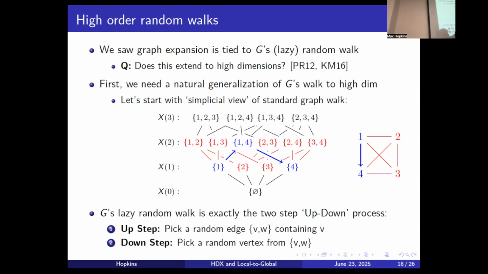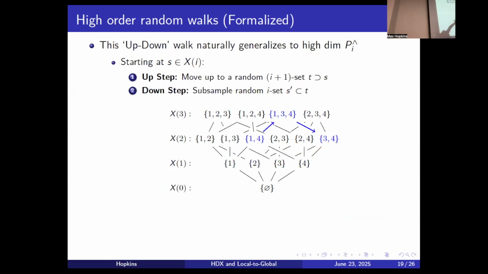Okay, hopefully this suggests a fairly natural generalization to other dimensions. Right? There's no reason that I'm just stuck on walking on x1 in this up-down procedure. In particular, ignore the text for the moment. I can also perfectly well start at an edge like 1, 4, walk up to a triangle, and then walk back down to another edge. This gives me a series of high-order analogs of the random walk of the base graph. And in general, we can define this at level i. I'll call it the up-down walk, P wedge i. And this is exactly this procedure that starting at S, it walks up to an i+1 set that contains S, and then it walks down to a random i subset. Or in other words, it removes a random vertex to move back down a level.